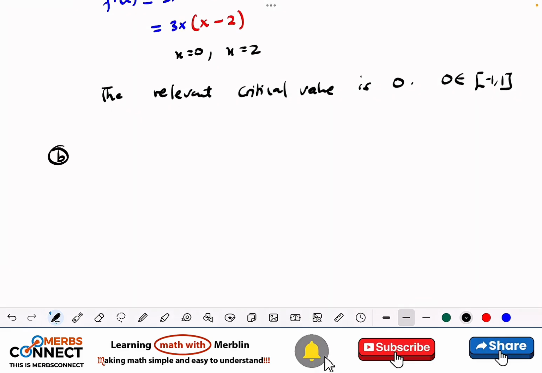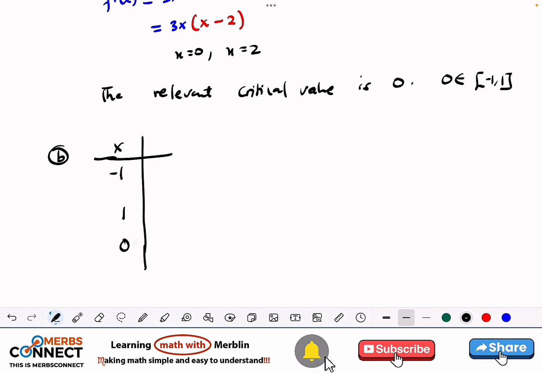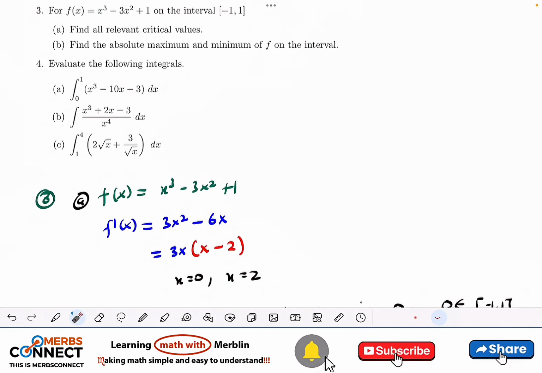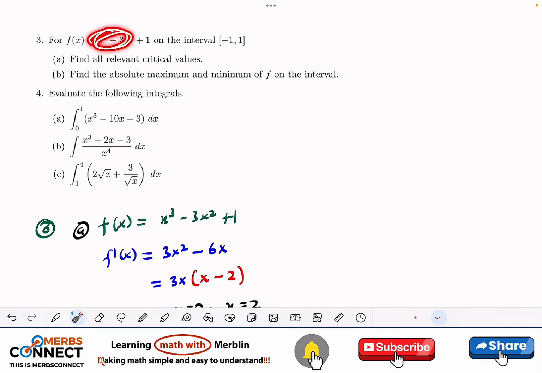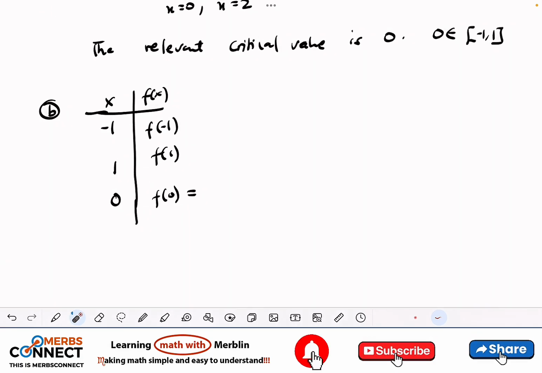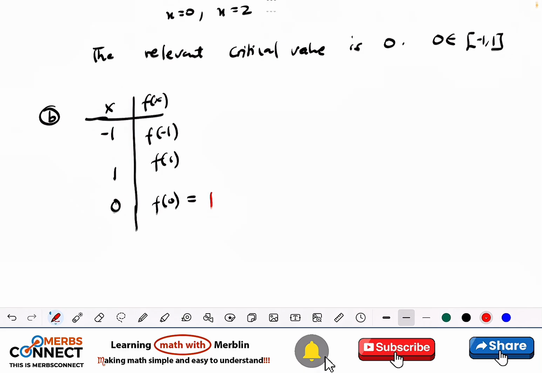So B here is like, let's have a table and let's put our domain, right? So domain is -1 and 1, and we're able to see that one of the critical value is inside the domain, which is 0. So I plug in 0 here. So this is x, this is f of x. Let's look for f of -1, f of 1, and f of 0. I love f of 0 whenever we are dealing with polynomials, because I plug in 0, everything goes 0, and I'm left with the constant. So this is going to be 1.